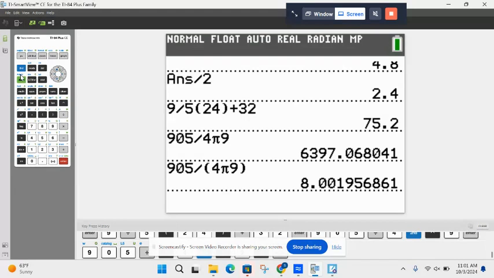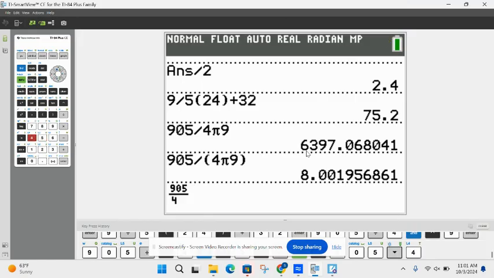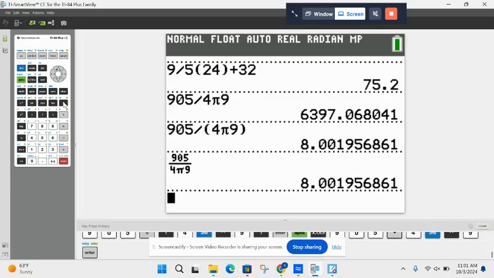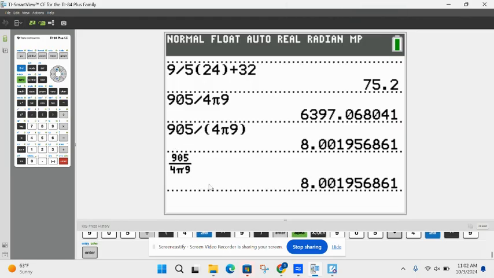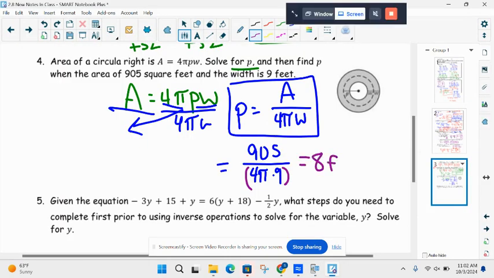Or you could use your fraction button. In this case, your fraction button does give you a decimal because pi is irrational and can't be written as a fraction anyways. So 905 fraction bar 4 pi 9. So these are two different ways to type it in your calculator. Don't type it in like the first one I showed. So anyways, the answer is 8 feet.